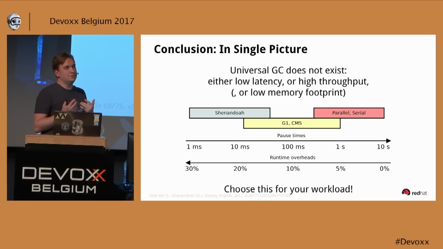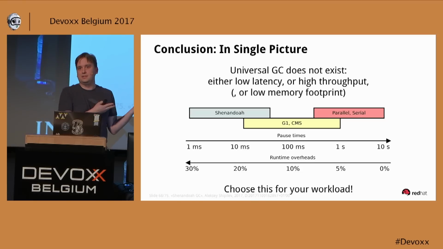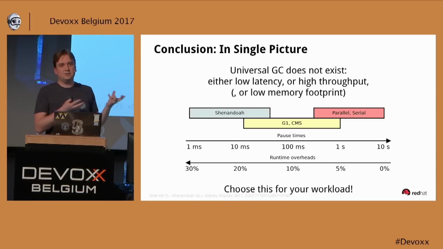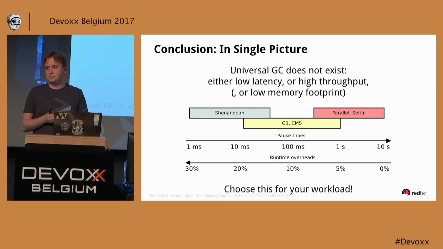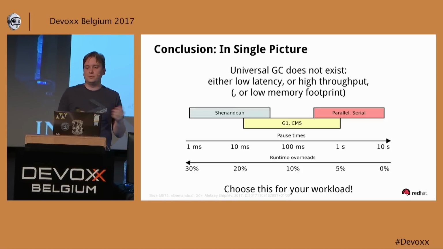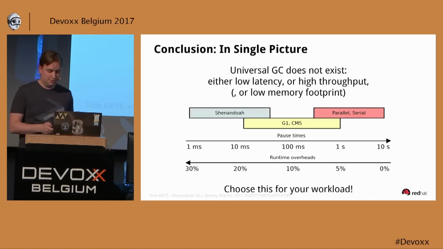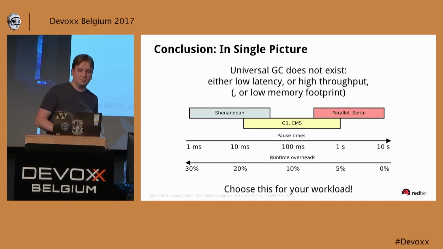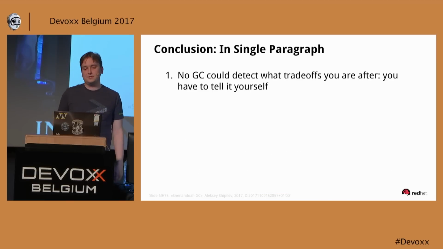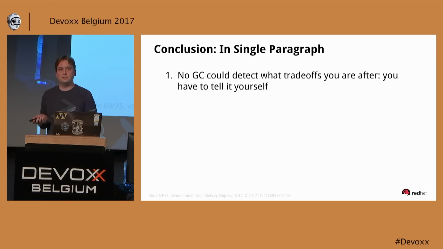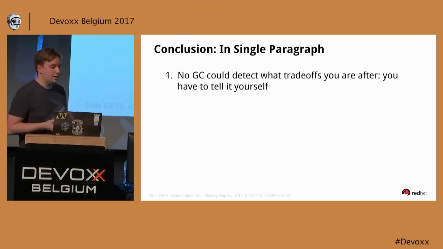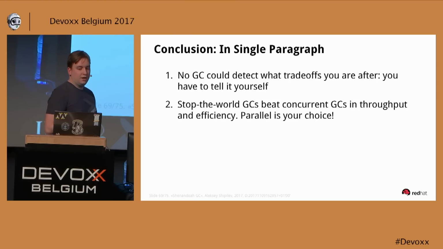So if you want to do more work concurrently with the application, that means you have to coordinate with the application, which means more barriers, which means throughput overheads. So for your application, you have to decide which GC you want to use, or whether your current GC is tunable for that. No GC could detect what trade-offs you're after, either it's latency or throughput. You have to tell it yourself.